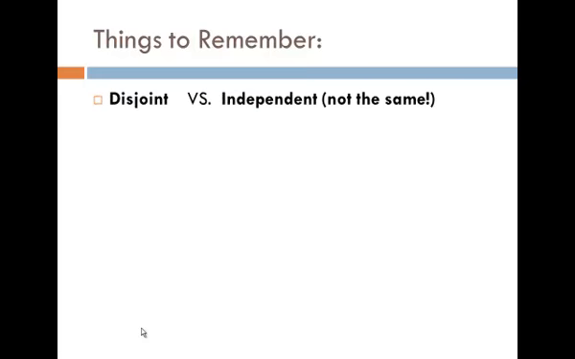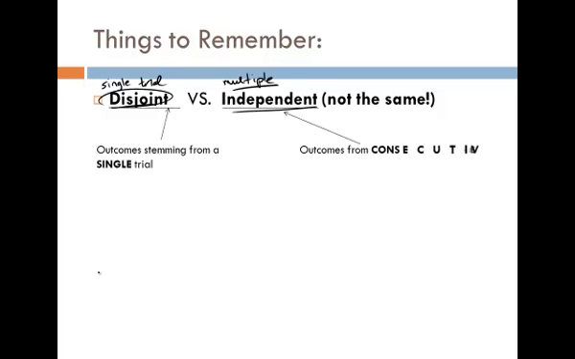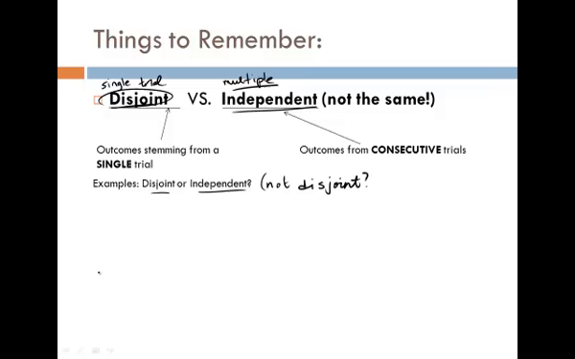So things to remember. Disjoint and independent are not the same. Disjoint, we are using that when we're using a single trial or one trial. If they don't occur, they cannot occur at the same time. Independent, we're using multiple trials, and we're talking about one event affecting the probability of the next. Okay, so here's some examples. We can say, are they disjoint or are they independent, or are they not disjoint, or are they dependent?